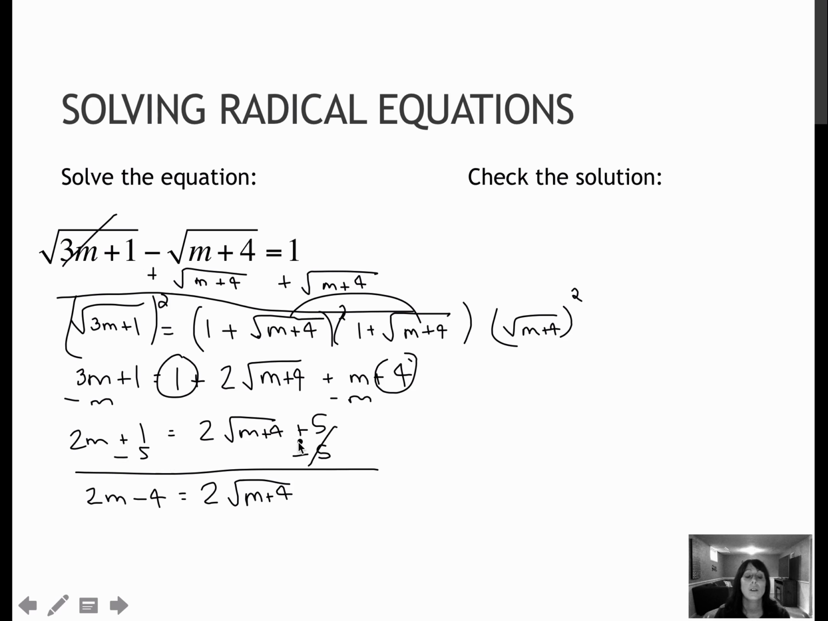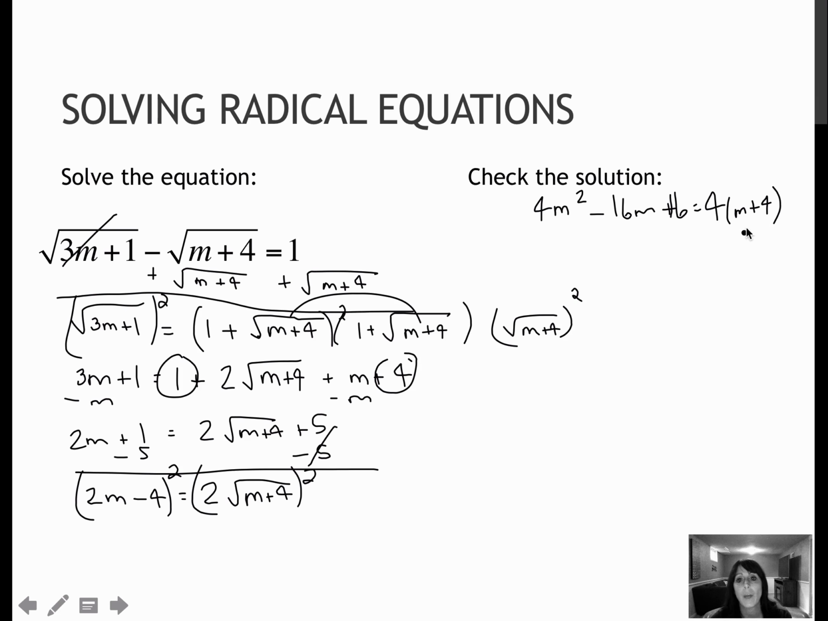So now I'm to a point where I kind of know how to do this because I've done a question like this. I'm going to square these again. And on the left side, that means that I'm foiling, and that gives me 4m squared minus 16m plus 16. Whoops, forgot my 4. And on the right side, it gives me 4 and then m plus 4.